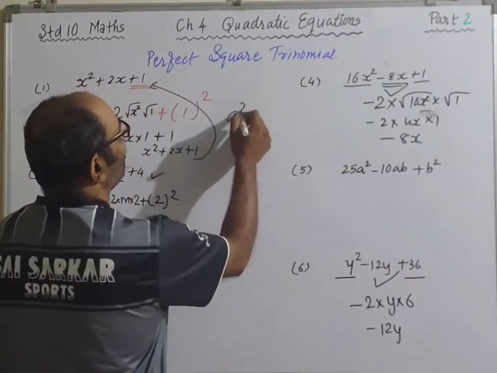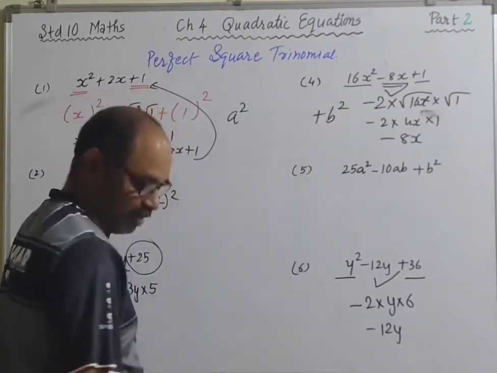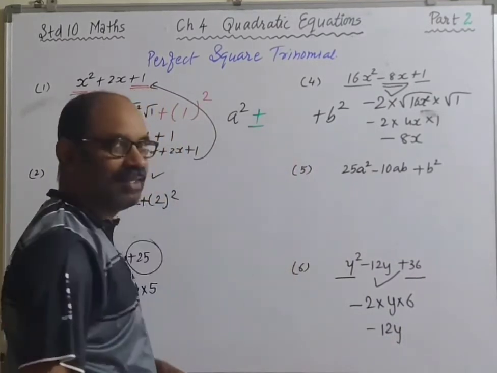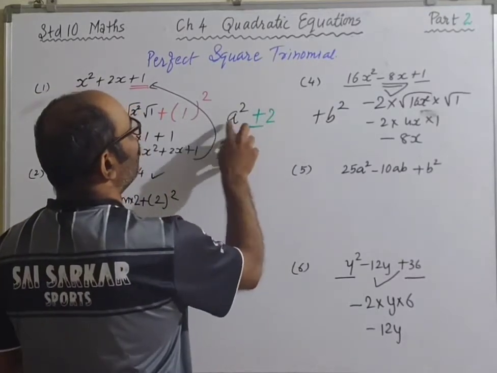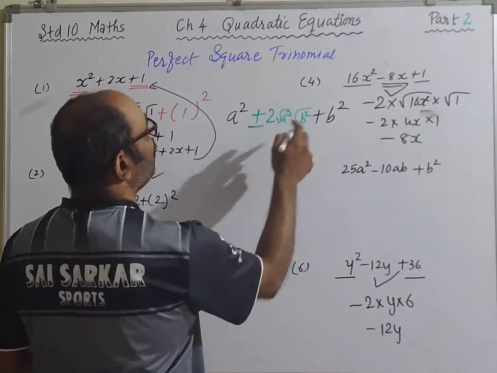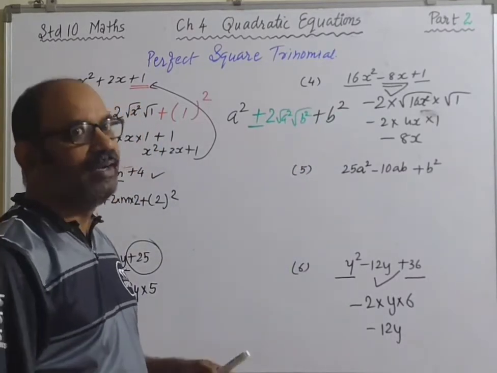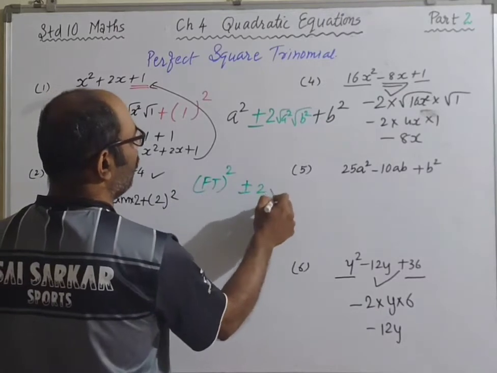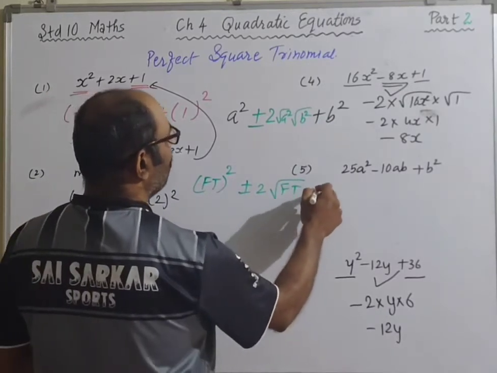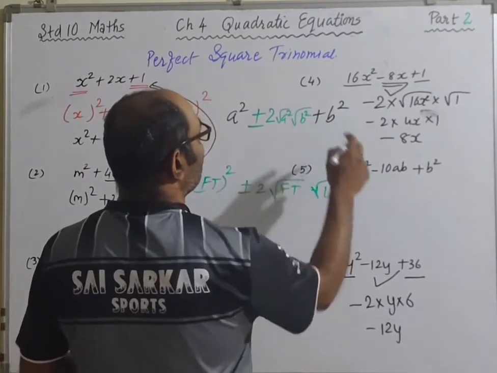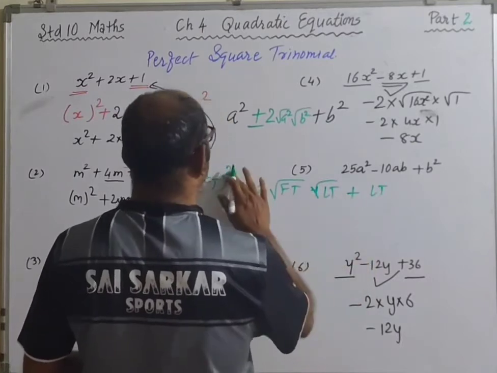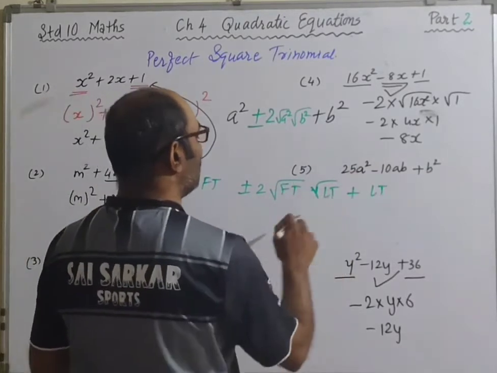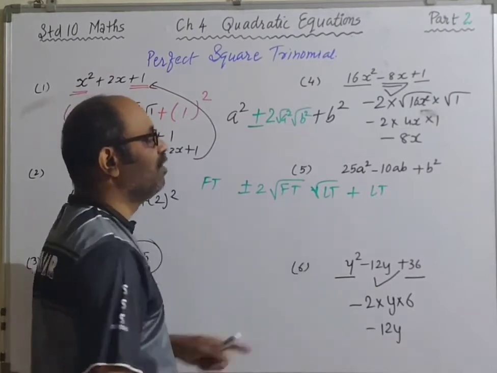चलिए, first term is a square, second term is b square. अब यहां मिडल टर्म प्लस भी आ सकता है और माइनस भी आ सकता है, and 2 into square root of a square into square root of b square. इस प्रकार का फॉर्म हो that it is perfect square trinomial. यहां ऐसे भी लिख सकते हैं, first term square plus or minus 2 into square root of first term into square root of last term plus last term.